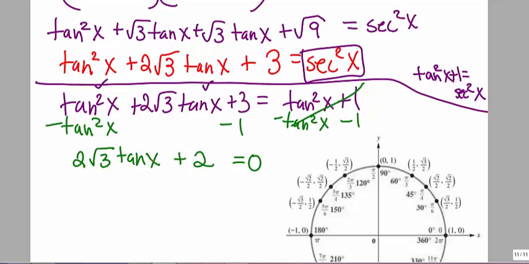And then, of course, we want to solve for tangent x, so we'll subtract 2 from both sides. 2 square root of 3 tangent x. So we don't need to factor anymore because we lost that square term. So we're just going to solve this linear equation, or linear form of the equation.